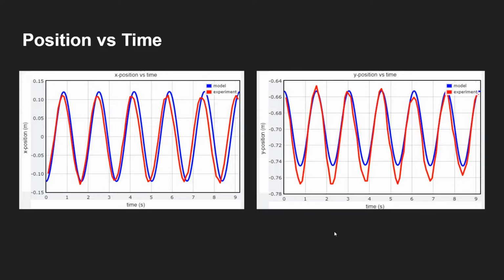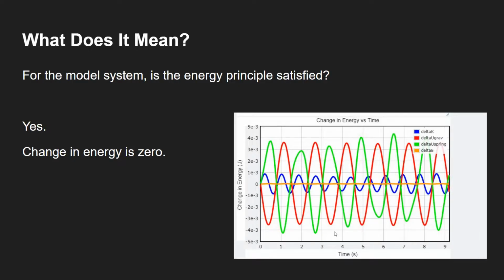in the tracker software. Now for the model system, is the energy principle satisfied? In short, yes it is, and this is just because we set the system to be everything, so there should be no change in the total energy, which would be represented visually by a consistent horizontal line by delta E. It should be at 0 joules for the entirety of the graph, which we can see, with some very slight deviation, but for the most part it does stay at 0 joules the entire time.